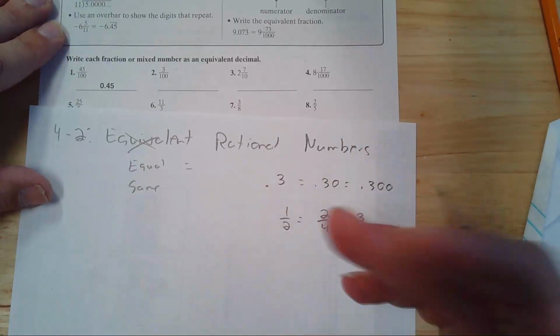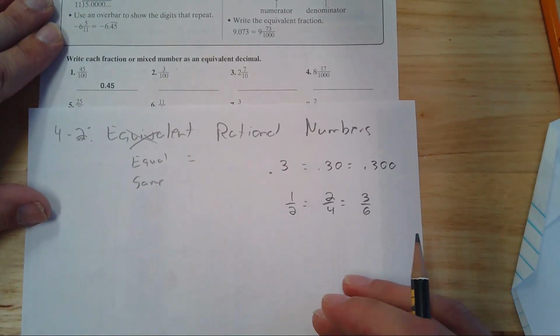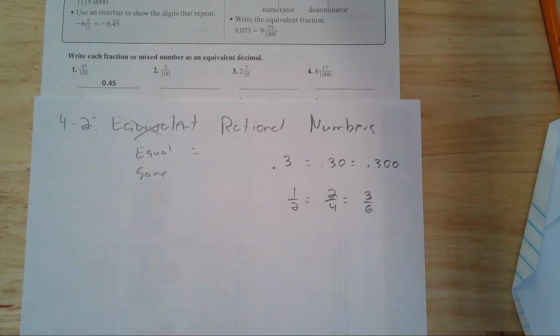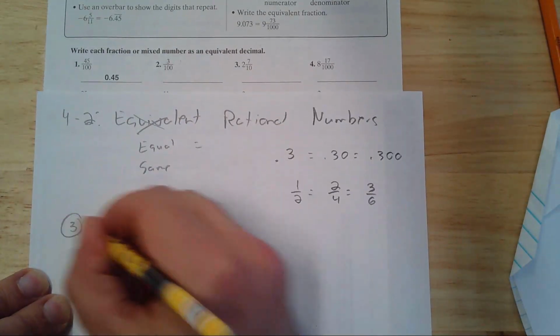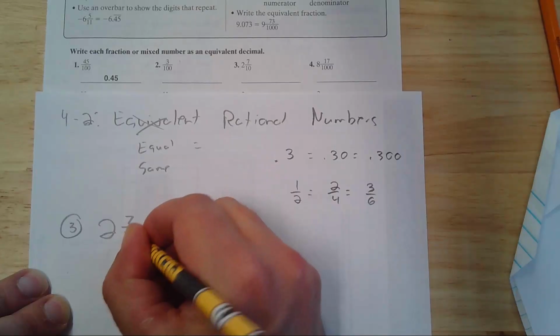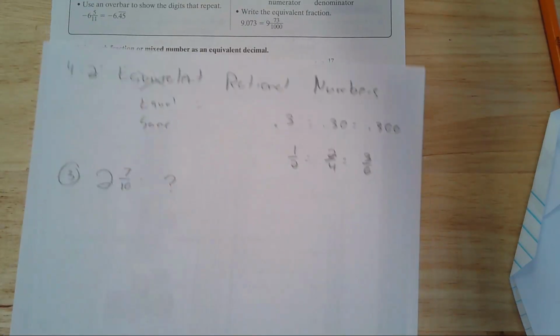So number 3 says write each fraction or mixed number as an equivalent decimal. We are converting fractions to decimals, which you did in 4-1. The only difference this time is now we have a whole number component. So for number 3, it says 2 7/10. The question is, what is that as a decimal?